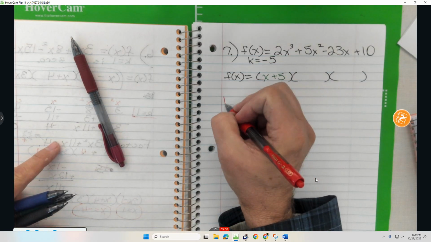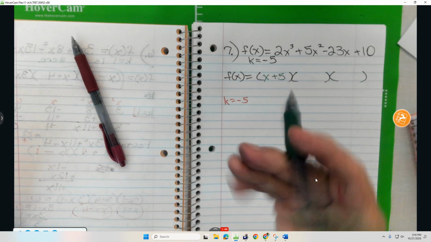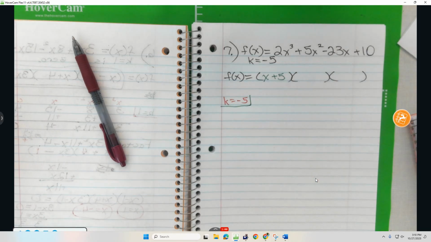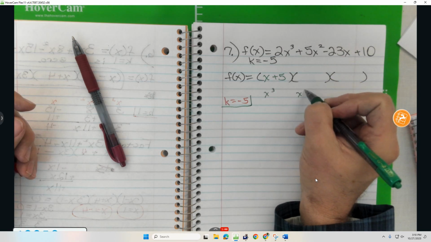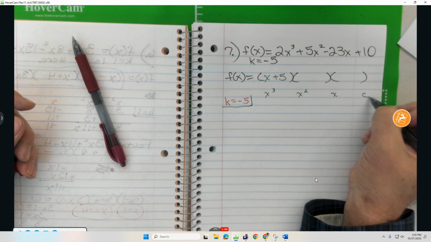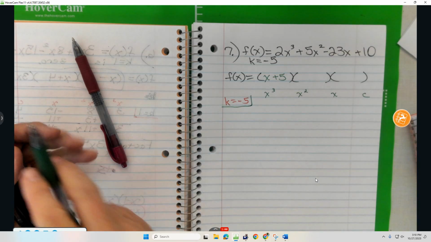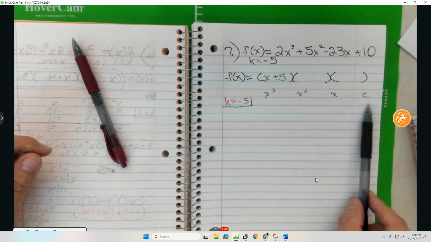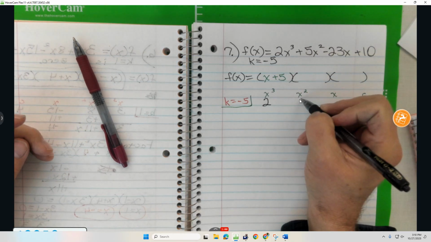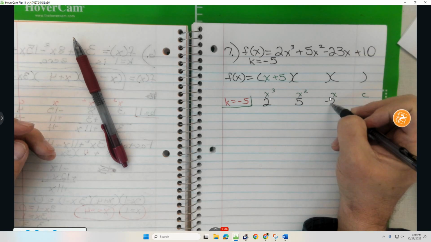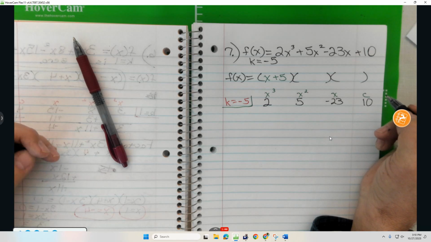tableau. We have a k value equal to negative 5. Goodness, let me try moving this some more. We have an x cubed, x squared, x, and finally a constant. What am I going to write across right here? 2, 5, negative 23, the coefficient of x, and 10. I agree. Then what do we do?